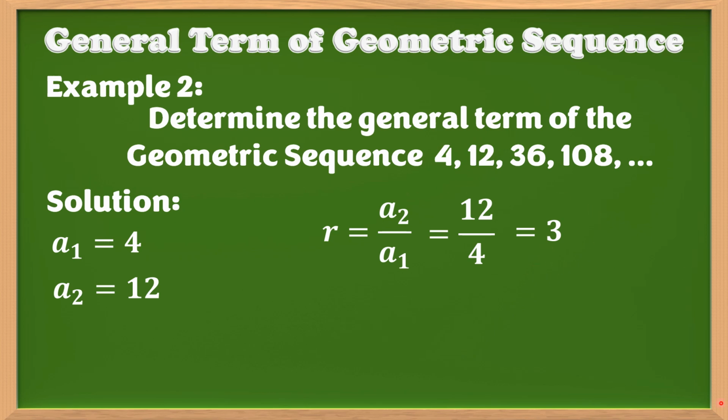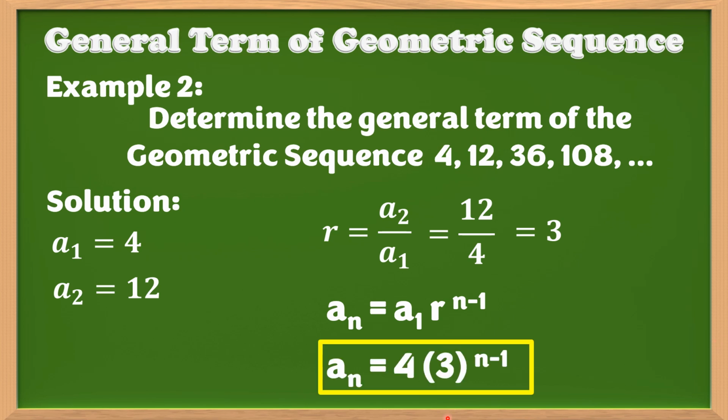Next, we're going to use the general term of a geometric sequence, which is a sub n equals a sub 1 times r raised to n minus 1. We change a sub 1 into 4 and r into 3. So we have a sub n equals 4 times 3 raised to n minus 1. So the general term of the geometric sequence 4, 12, 36, 108, and so on is a sub n equals 4 times 3 raised to n minus 1.